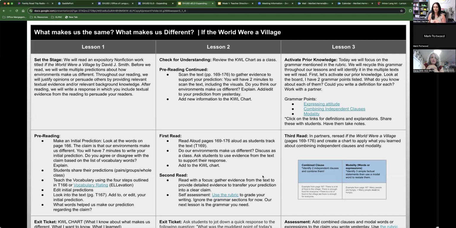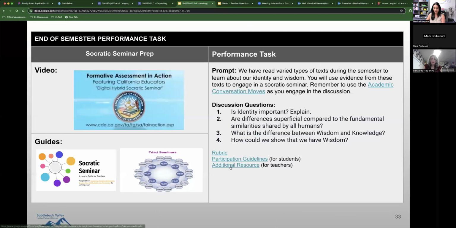The exit tickets could be considered formative assessments. You grade however you want to grade, but at least we wanted to make sure that you had enough time for checking for understanding and being able to give students feedback when appropriate. Any questions thus far? It's a lot.